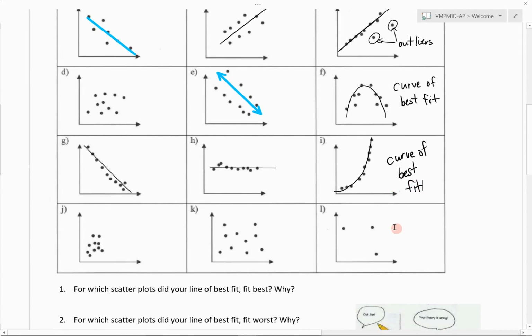Okay. Part J, no discernible relationship with these clustered points. So right here, no relationship. If you look at the next one, you might notice the same thing as well. The points are all scattered throughout. I don't see a straight line anywhere or a curve, so no relationship.